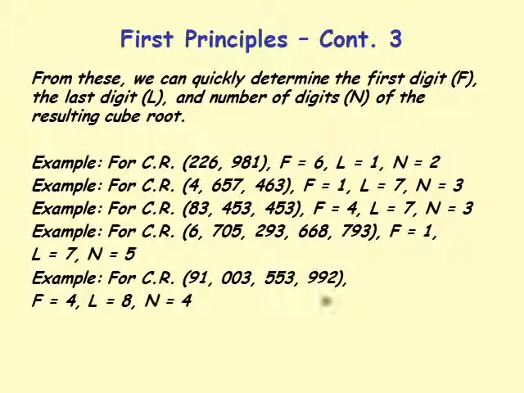For cube root of 91,003,553,992, we have 4 blocks. Leftmost is between 64 and 125, so the left digit is 4, the right digit from the 2 is 8, and the number of digits is 4. So the first digit is 4, the last digit is 8, and the number of digits is 4. Let's continue.